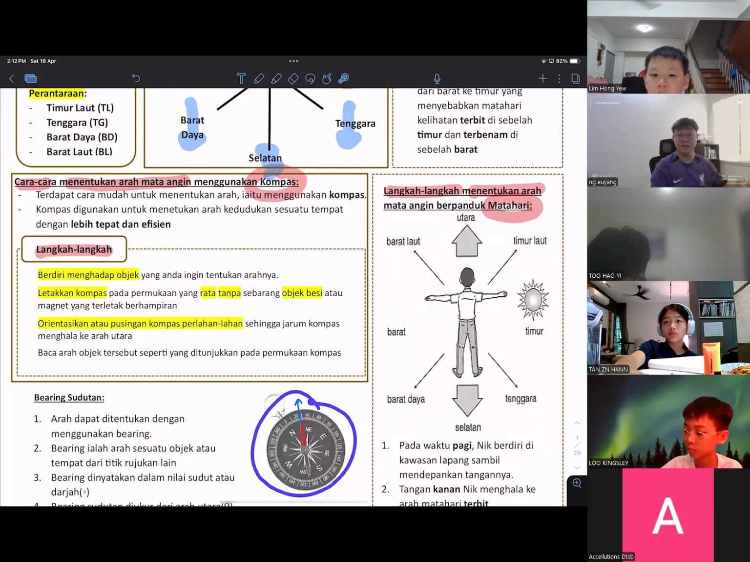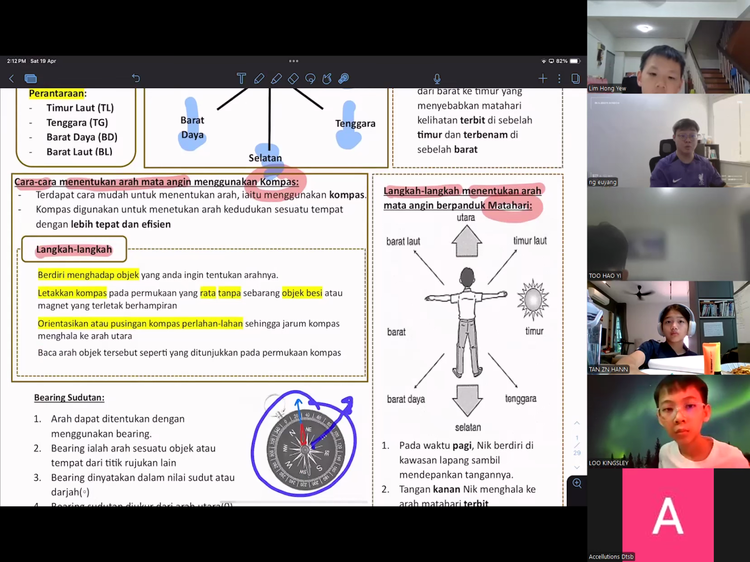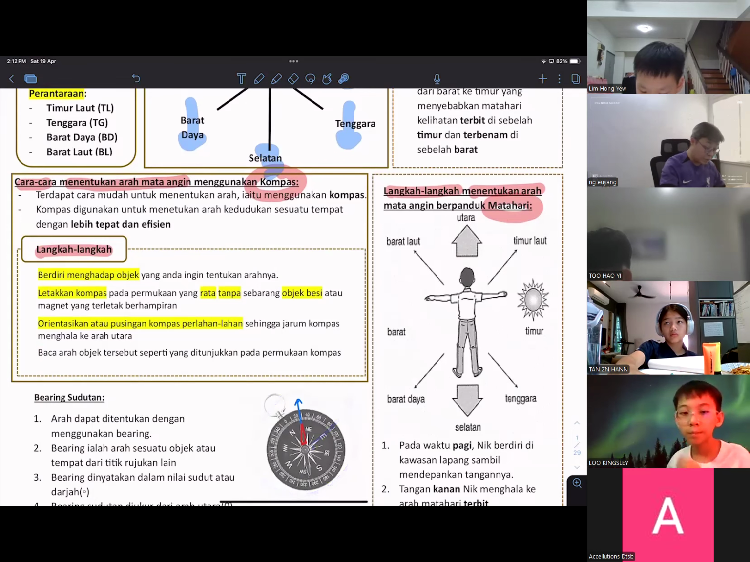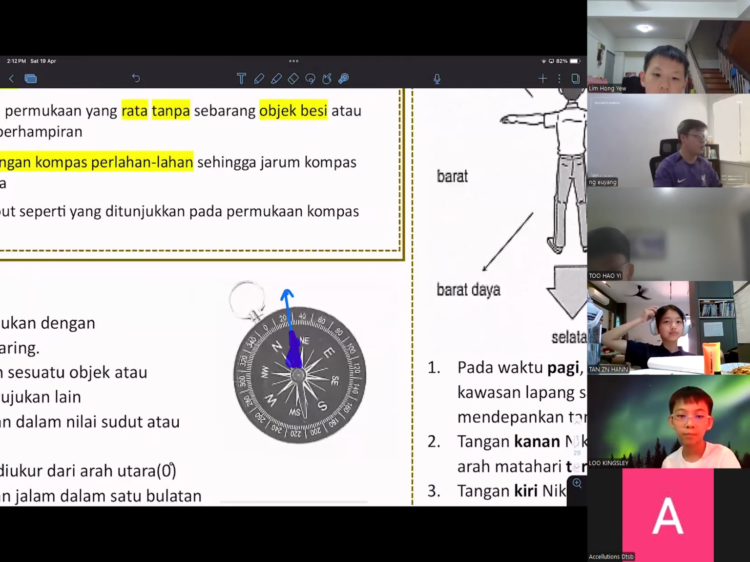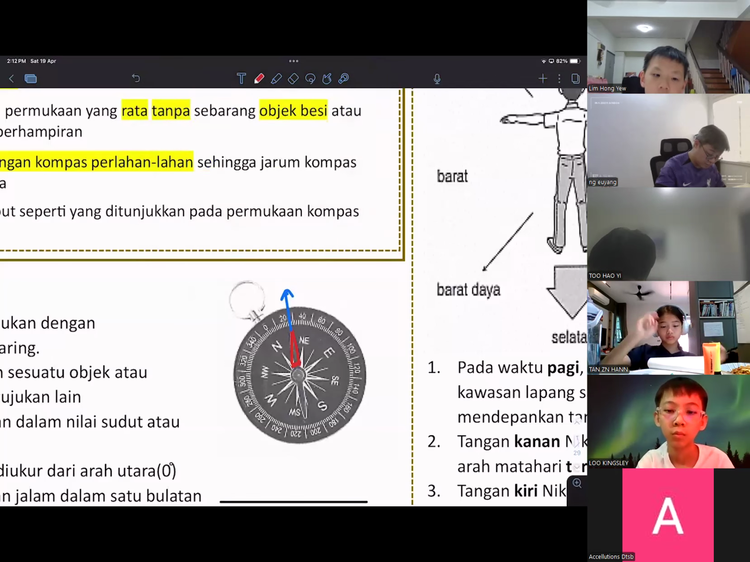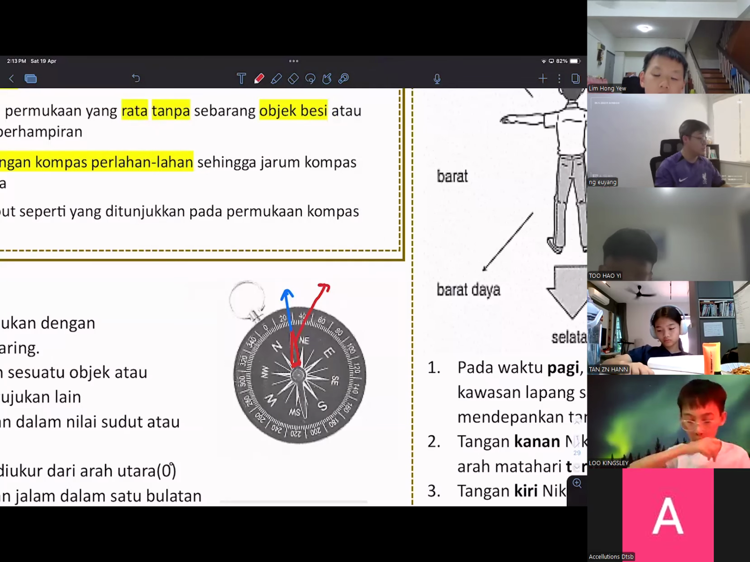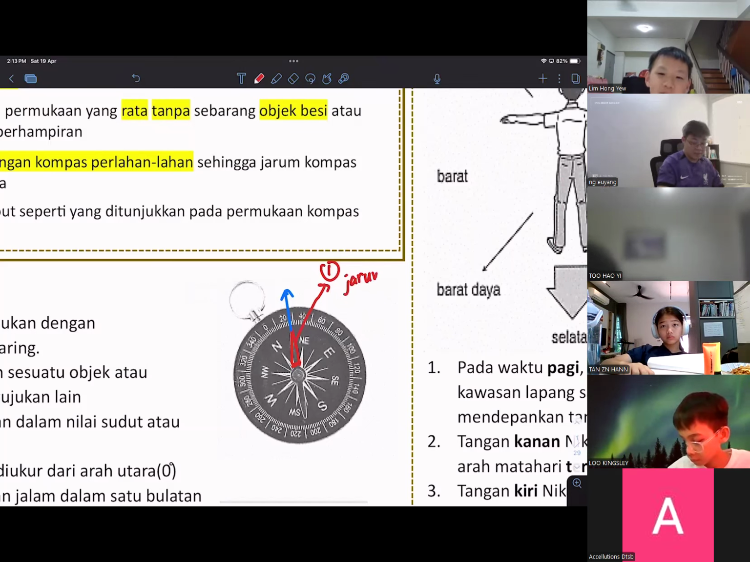So the compass, Bailey, Kingsley. For the compass here, how many structures are there? I will circle them for you all. This is the needle of the compass. What do we call that? The needle. This is what we call the first important structure of the compass, known as the needle, jarum.